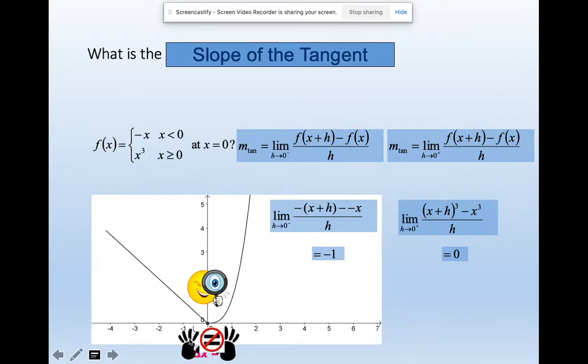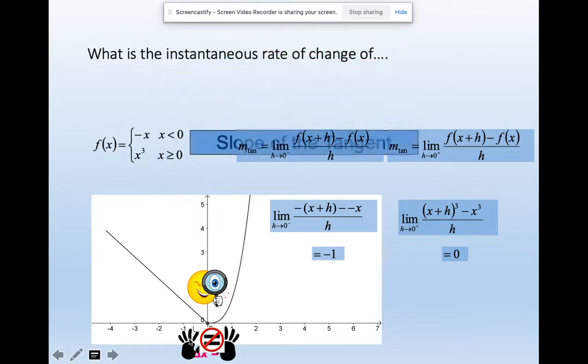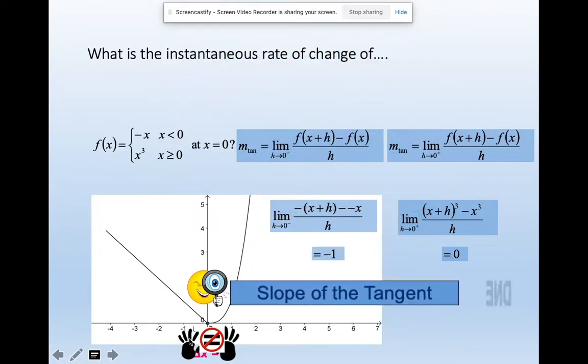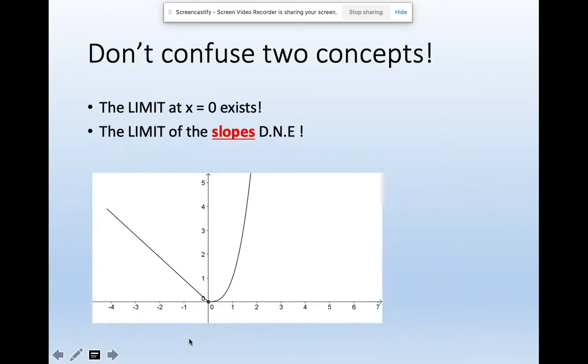Left hand does not equal the right hand. Limit of slopes. Don't confuse this. This is slopes of the tangents. A unique tangent line does not exist. Don't confuse this with the limit of the function. The limit of the function exists, right? I'm continuous. And we know that this function is continuous.